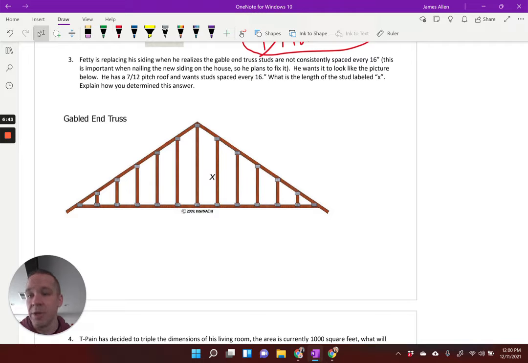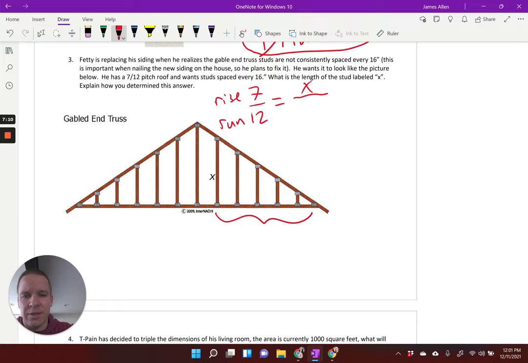He wants it to look like the picture below. He has a 7/12 pitch roof and wants studs spaced every 16 inches. What is the length of the stud labeled X? Explain how you determine this answer. So my pitch is 7/12, and so that's rise over run, right? Now, I want to know the rise. X is my rise, but what's my run? That's that length right there.